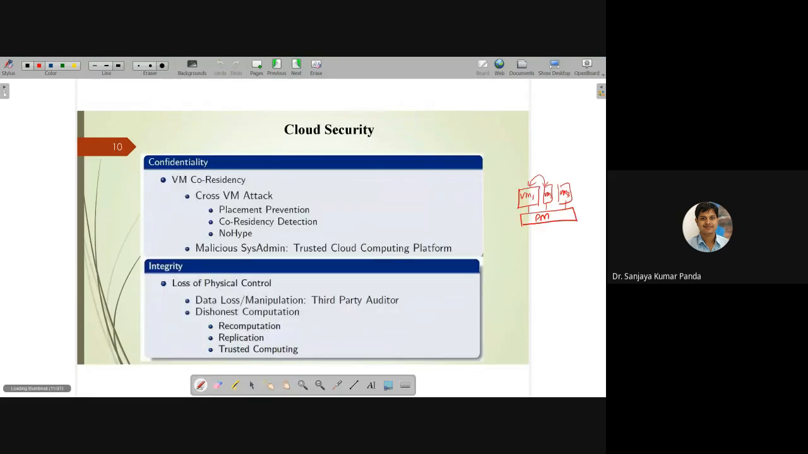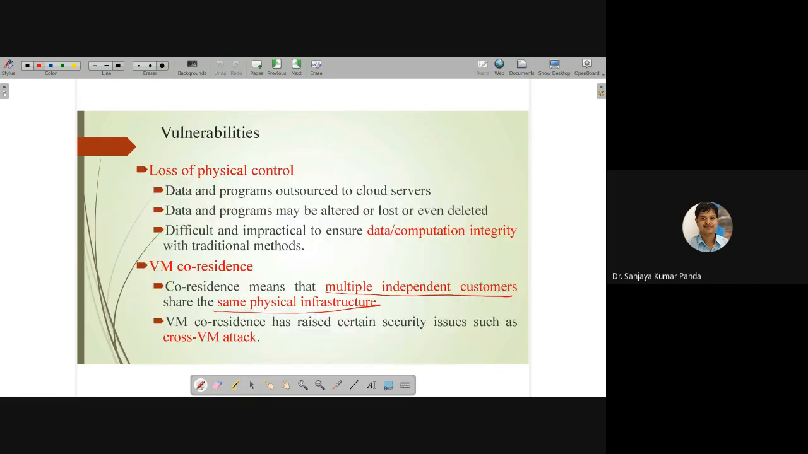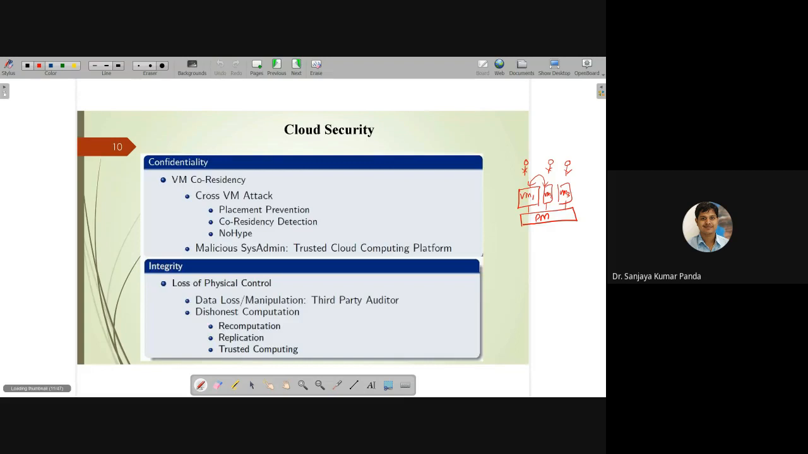Here you can see there are three different customers. They are using the same resources. Similarly, VM co-residence has raised certain security issues related to cross virtual machine attacks. They launch an attack because they know they are near each other, using the same physical machine or the same resources.